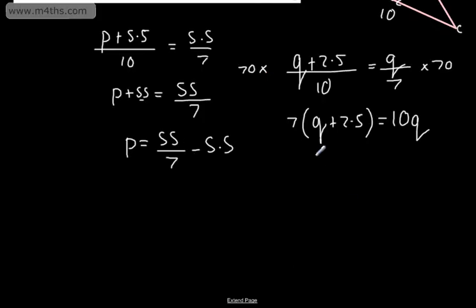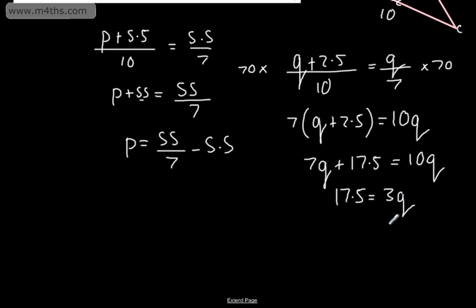So what we're going to have here is 7Q plus 17.5. 7 times 2 is 14, and 7 times a half is 3.5. So that should give us that, and that is equal to 10Q. Subtracting 7Q from both sides, 17.5 is equal to 3Q, and then 17.5 divided by 3 is equal to Q.